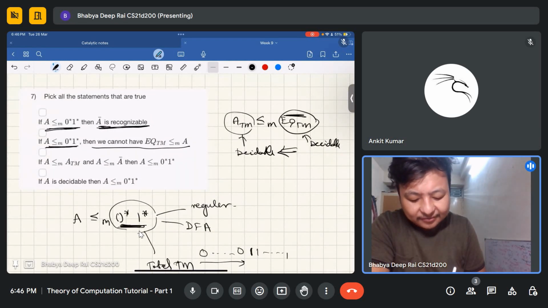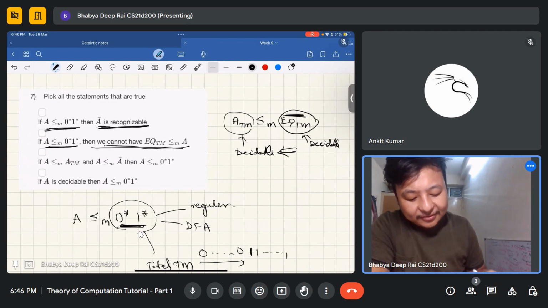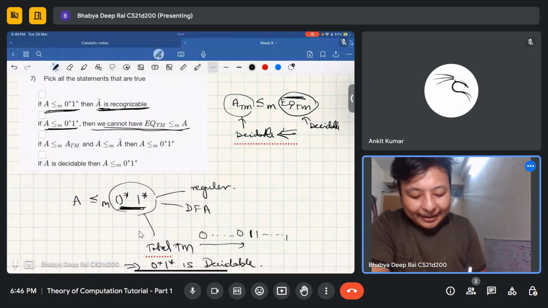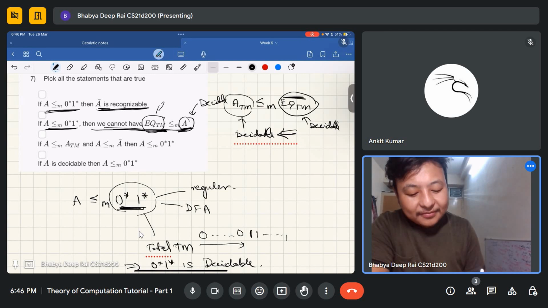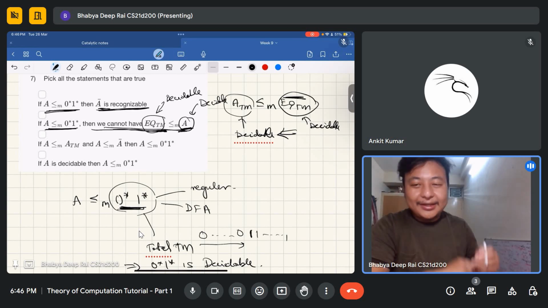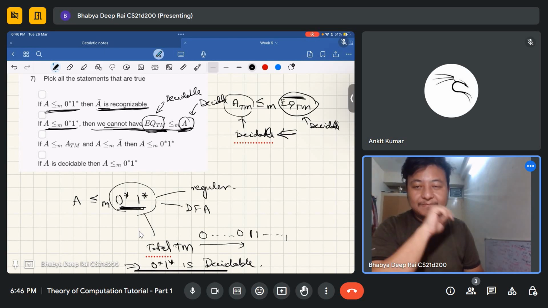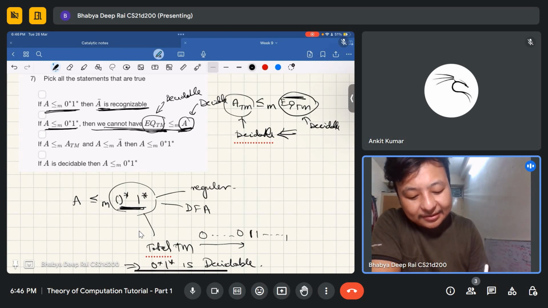If A reduces to 0 star 1 star, then we cannot have that EQTM reduces to A. Again, if A reduces to 0 star 1 star, A becomes decidable. We cannot have EQTM reduces to A because A now becomes decidable, and if A is decidable, EQTM also becomes decidable. But that is clearly not true. We've already seen that EQTM is such a difficult language that it is not even recognizable, forget about decidable. So this is clearly undecidable. This is not true. So the first one is correct, the second one is wrong.